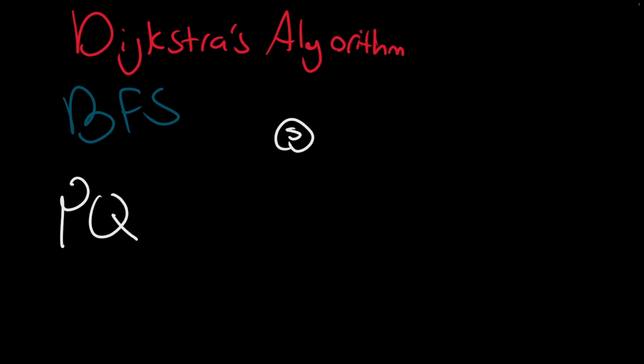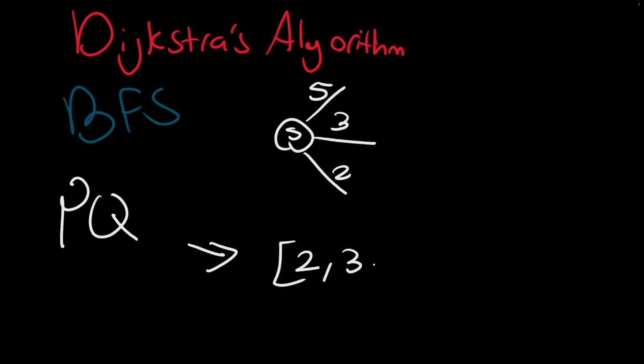So say the starting node S had three choices. It had 5, 3, and 2. The priority queue, perhaps a heap structure, a min heap structure, is going to queue the edges to explore in this fashion.